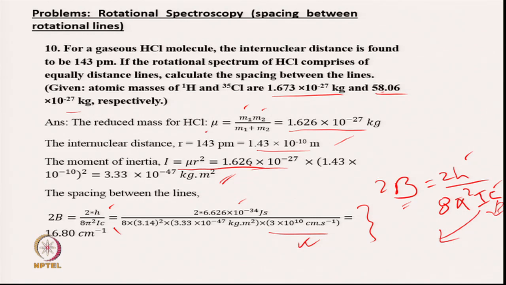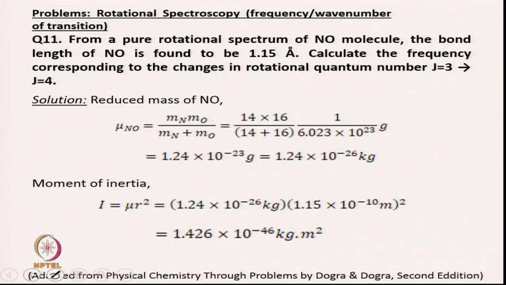Once you put this in the equation, you can get the value of 2B, which tells you the spacing between the lines, which is equal to 16.8 centimeter inverse. Okay, let us go to the next question.